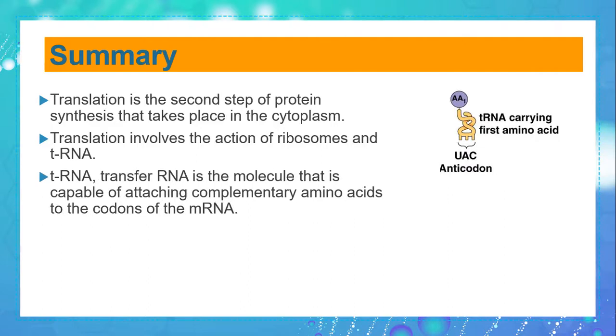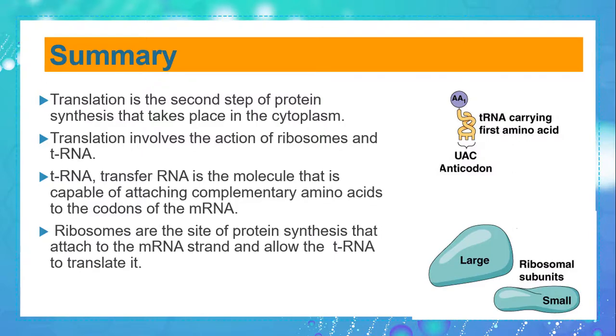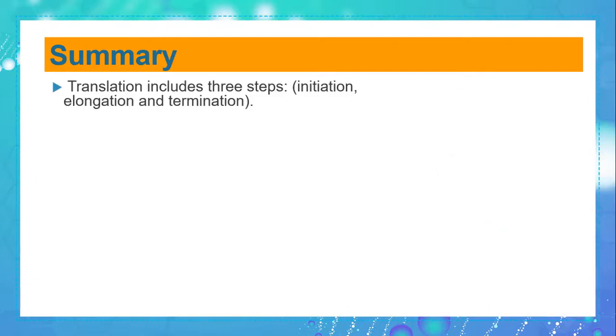tRNA, or transfer RNA, is the molecule that is capable of attaching complementary amino acids to the codons of the mRNA. Ribosomes are the site of protein synthesis that attach to the mRNA strand and allow the tRNA to translate it. Translation includes 3 steps: initiation, elongation, and termination.